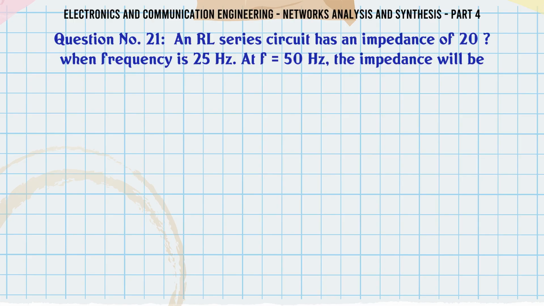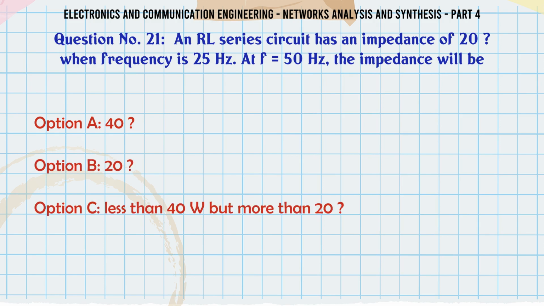An RL series circuit has an impedance of 20 ohms when frequency is 25 Hz. At f = 50 Hz, the impedance will be A: 40, B: 20, C: less than 40 ohms but more than 20, D: less than 20 ohms but more than 10.